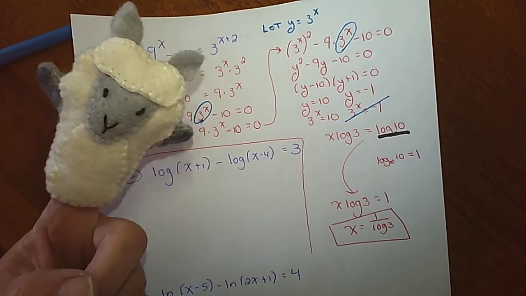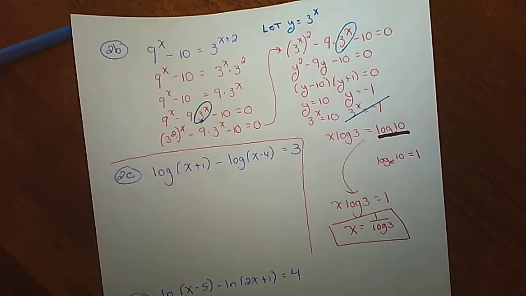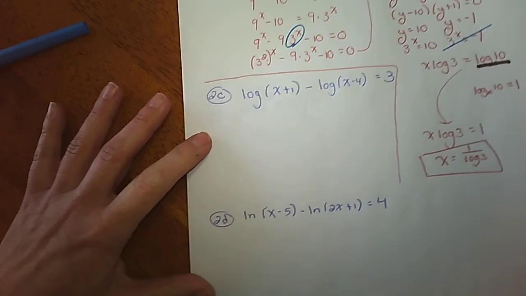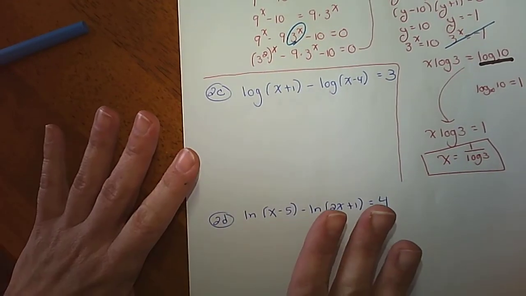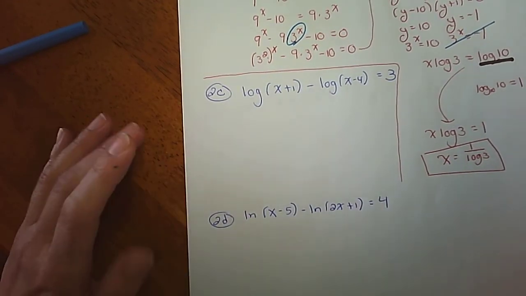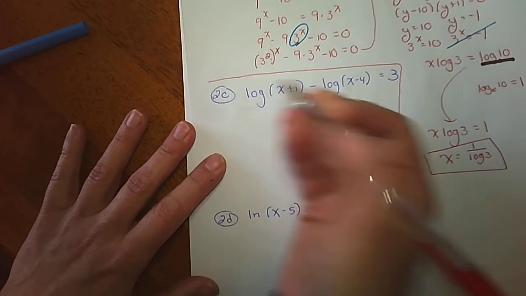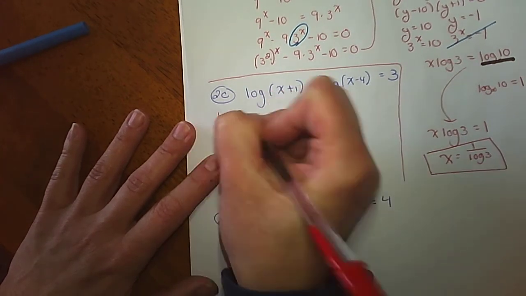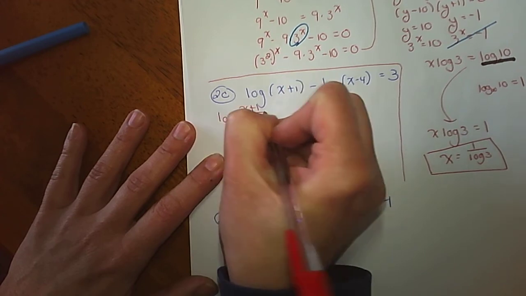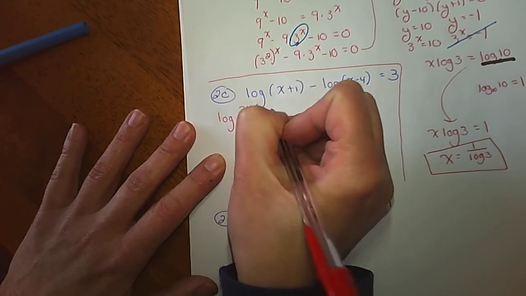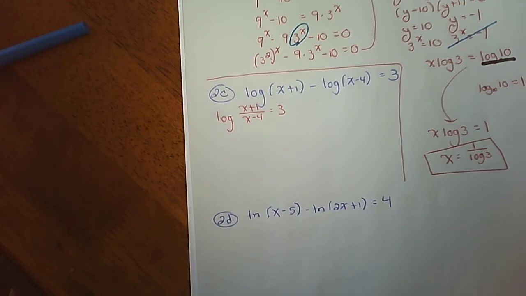All right. Time to do the next question. Here we go. 2C. This one should feel a lot easier compared to that. All right. You're subtracting logs. You're subtracting logs. This becomes a division question. So I get log of x plus 1 over x minus 4 equals 3.